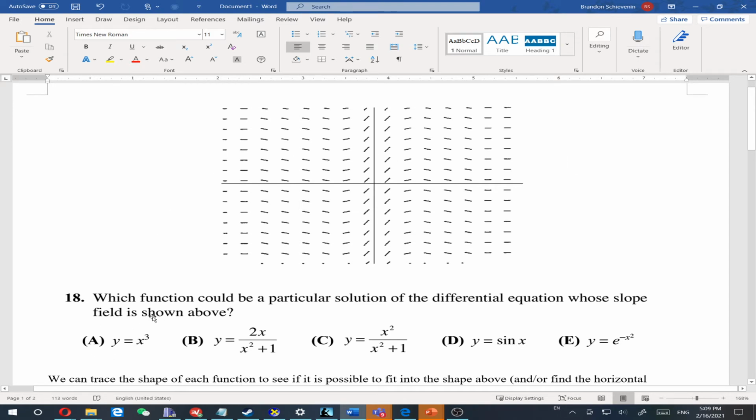So for part A, what is the horizontal asymptote of y equals x cubed? None. Okay, so this one cannot be A, since all of the possible solutions have horizontal asymptotes as x approaches negative infinity and as x approaches positive infinity. Not A. What about B? 0. Okay, so B is possible. I'm going to hold on to B. How about C? 1. Okay, so C is possible. I'm going to hold on to C. For D? None. Okay, so this cannot be D.